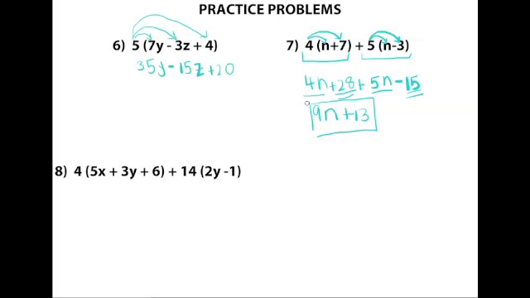Let's go ahead and look at number 8. Again, it's another combo problem, 2 distributing problems in one. First half right here, second half right here. Go ahead and you guys work on this one, and then I will show you the answer, or check back in with the answer when you guys are done.